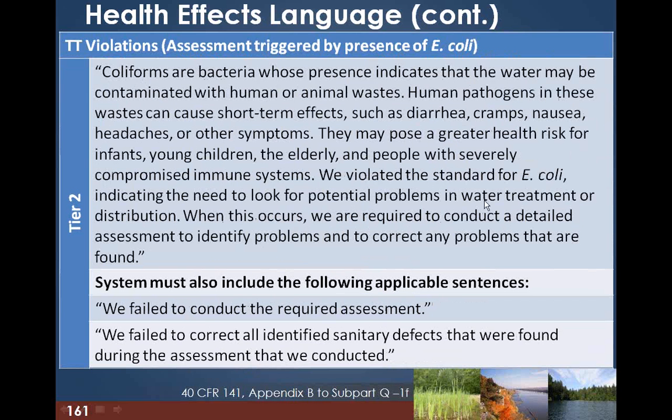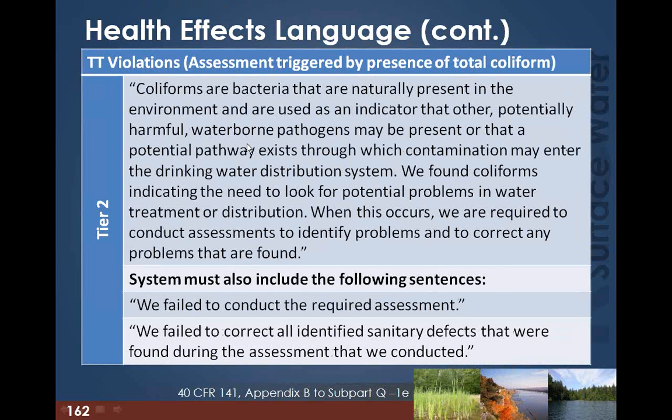Let me point out, this slide that we had just talked about is a treatment technique violation related to a Tier 2 violation where there was presence of E. coli. So the language on this differs. If the assessment is not triggered by the presence of E. coli, but just solely by the presence of total coliform, then you would use the second slide language. And so you'd use that paragraph, and you'd use the applicable sentence here at the bottom.